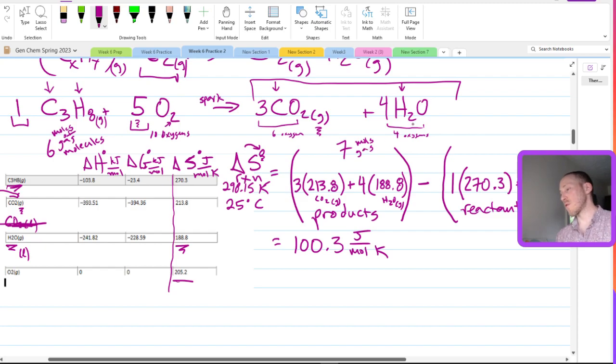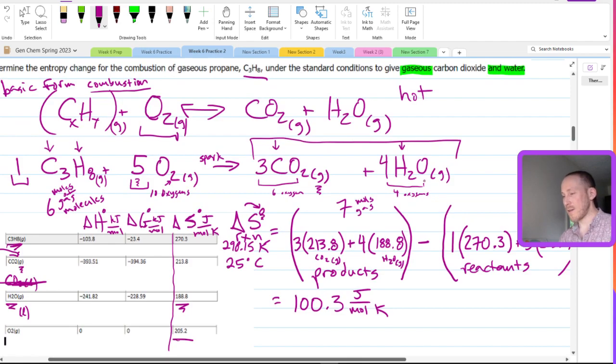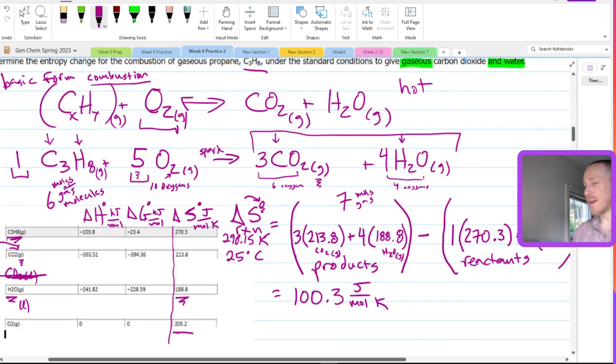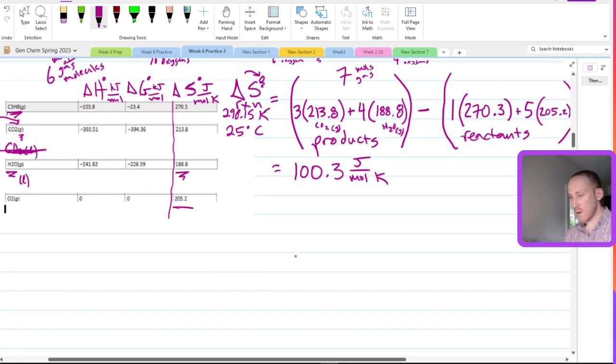So if you could control this and make sure that was liquid water, then the entropy would probably go down. But since I assumed that the water would be gaseous because we're combusting and it's really hot, I'm going to roll with that. It might be 25 degrees outside, but it's hotter than that in the engine. So that is our delta S.